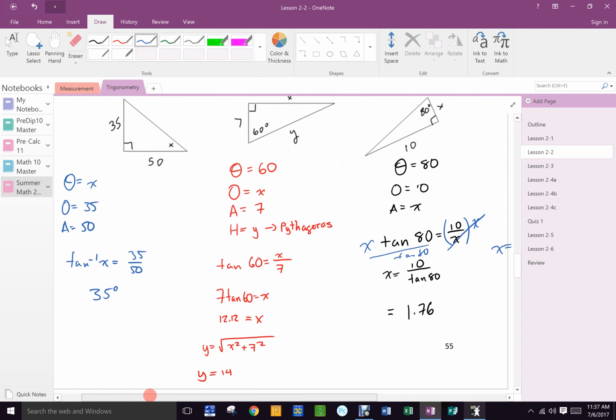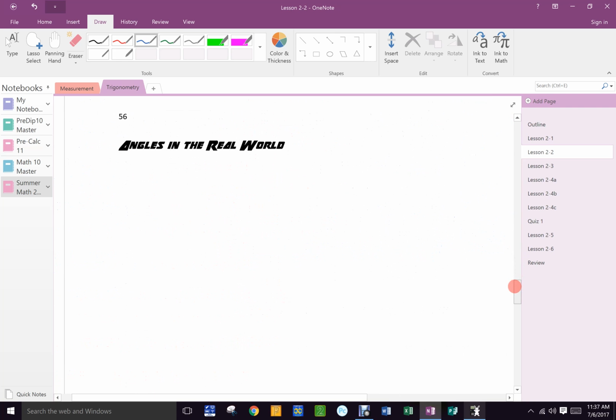And you will notice that it's a big blank sheet. Angles in the real world. That font is called Thunderstrike, in case anyone cares. I got a thing for fonts. I'm a bit of a geek, as you may or may not have noticed from the Star Wars, Star Trek discussion earlier.